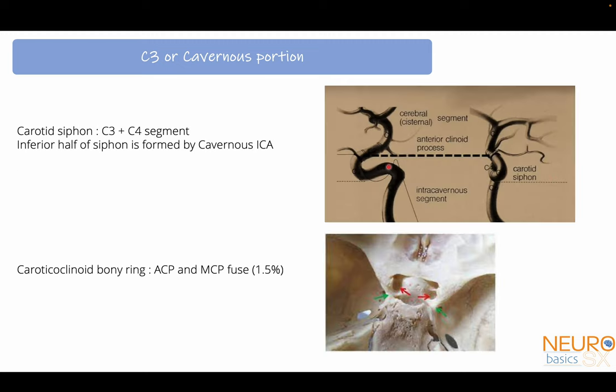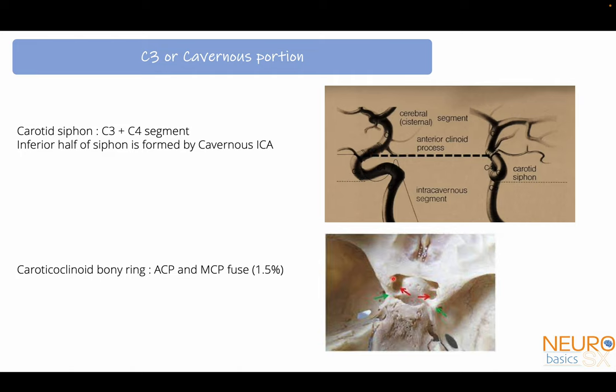The part in the cavernous sinus and the supraclinoid part both curve and look like an S. So that is what is known as the carotid siphon. The inferior half of the carotid siphon is actually formed by the cavernous ICA. The superior half is formed by the supraclinoid ICA.